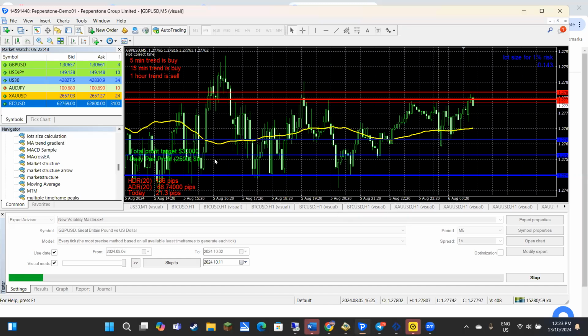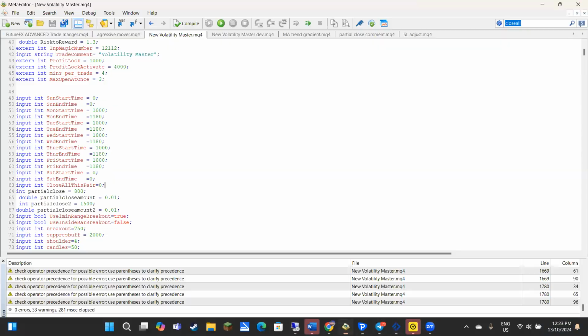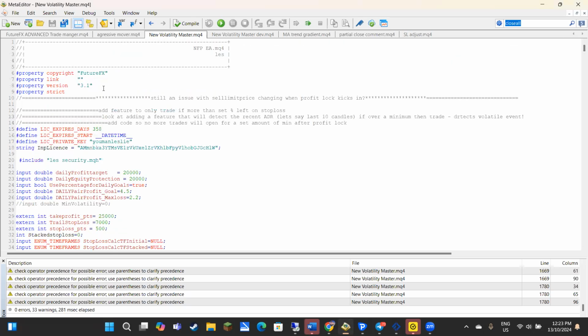All right, that's it, guys. That's the 2 new settings. And I guess the new version of the software will be called version 3.2, just so you know where we're up to.